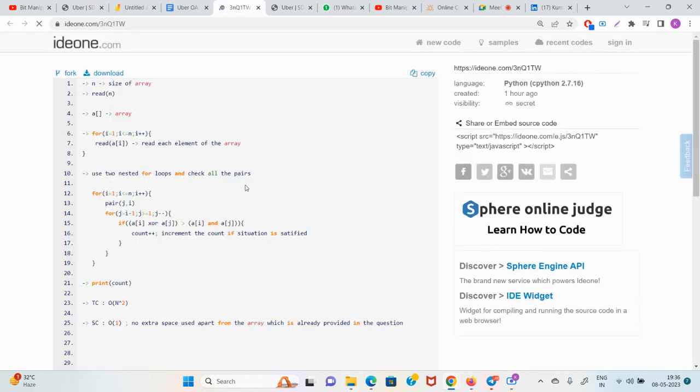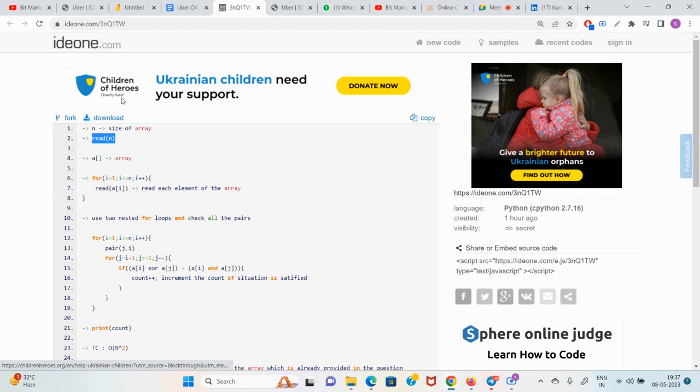So the thing is that this is it, right? N is our size of array. We read the size of array. This is the pseudo code. Okay. Always try to understand the algorithm and pseudo code. We read the size of the array. We declare an array A. Okay. We read all the elements of the array.